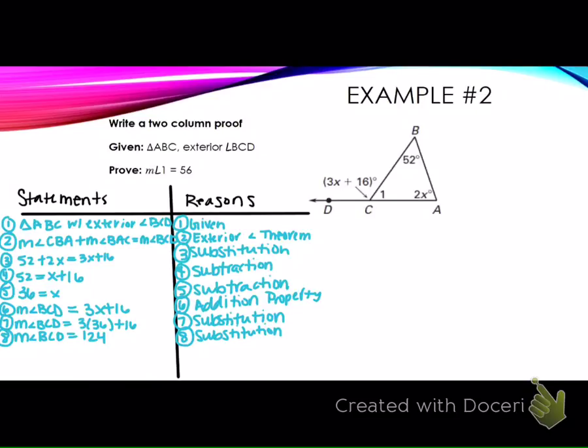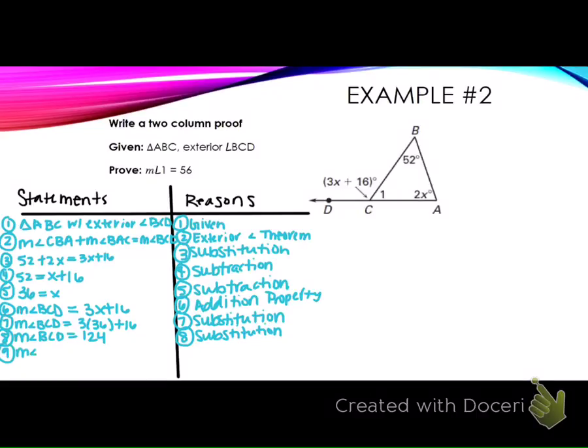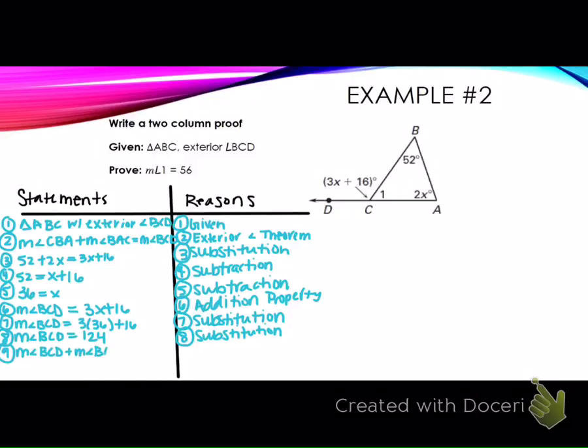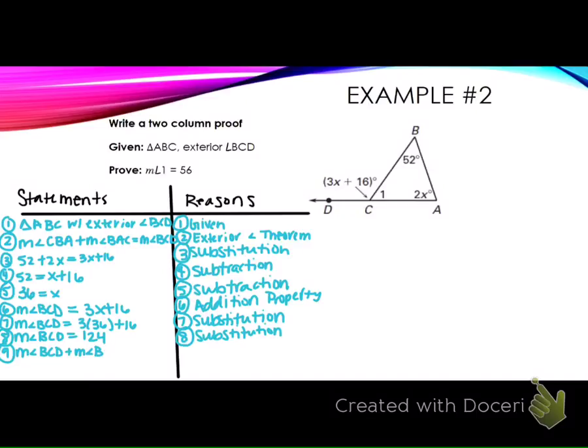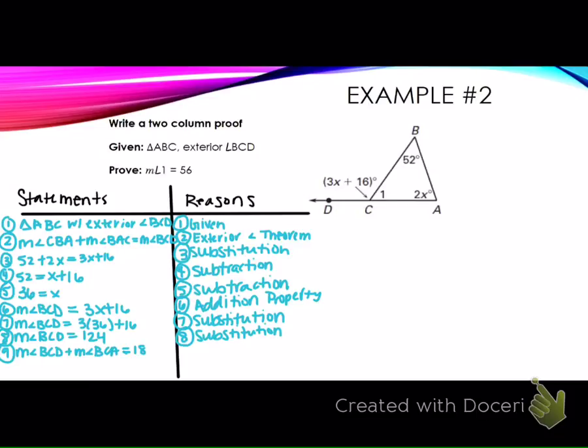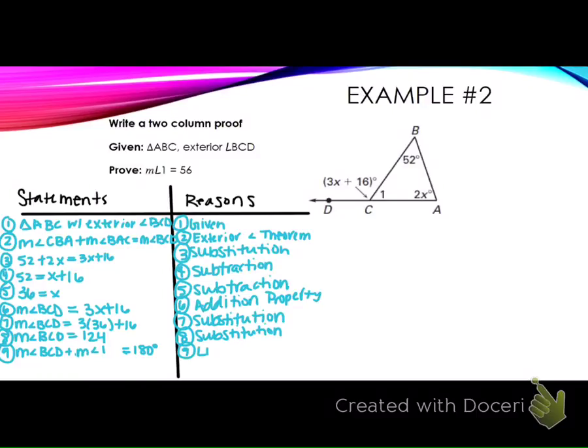Do you guys see the linear pair here? BCD and BCA are a linear pair. So we're going to say the measure of angle BCD plus the measure of angle BCA equals 180 degrees because of a linear pair. But I'm actually going to call that angle 1. Which one is angle 1? BCA? What do you want me to do? I'll grab it in a second.